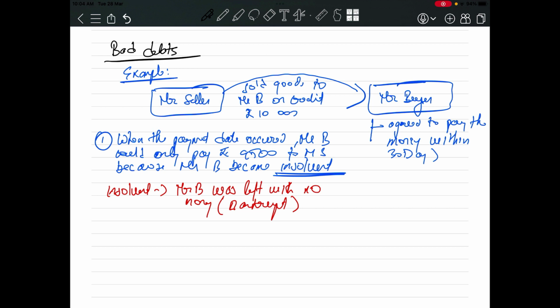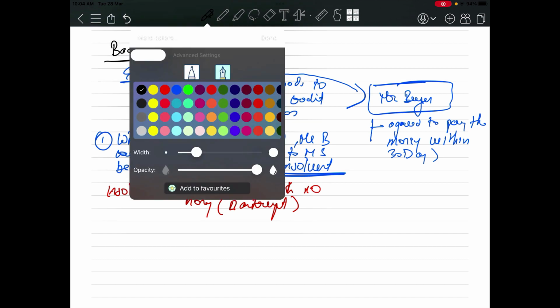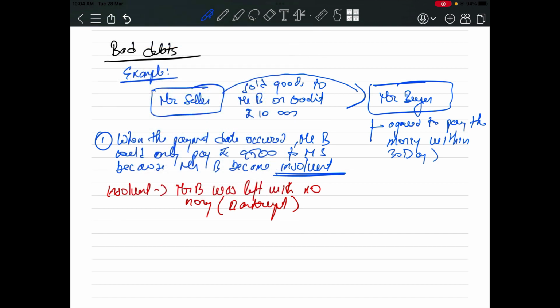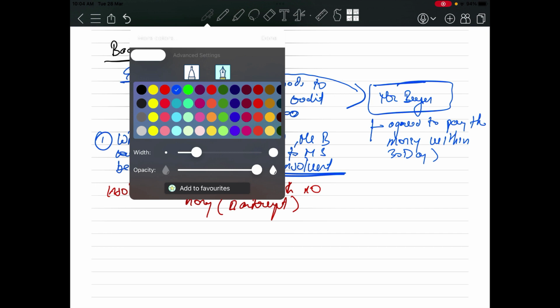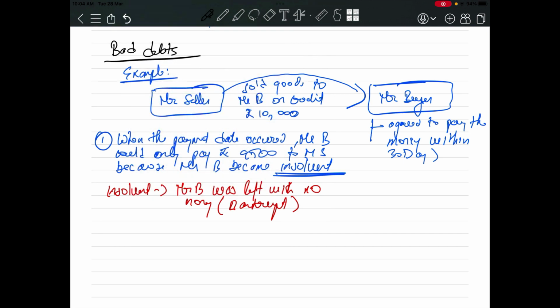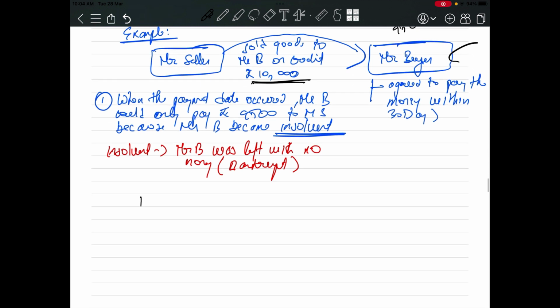Now see, in this case what has happened is that Mr. Seller sold goods to Mr. Buyer on credit, and the amount which Mr. Buyer had to pay Mr. Seller was rupees 10,000. When the payment day occurred, Mr. Buyer could only pay how much? Mr. Buyer could only pay 9,500, but Mr. Seller had to receive how much? 10,000. So what is the bad debt amount in this case?